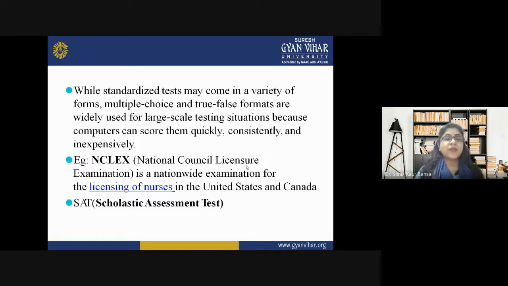For example, NCLEX, the National Council Licensure Examination, is a nationwide examination for the licensing of nurses in the United States and Canada. The SAT, Scholastic Assessment Test, is also a standardized test. So it is done in that way.